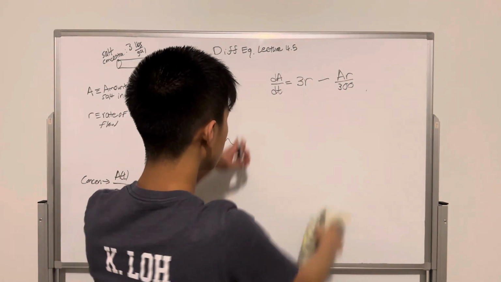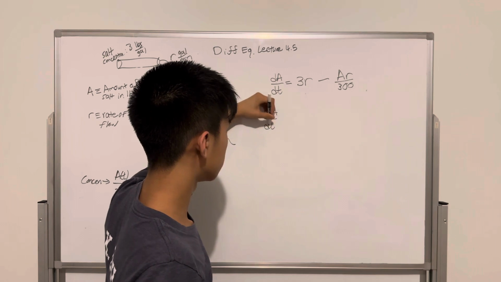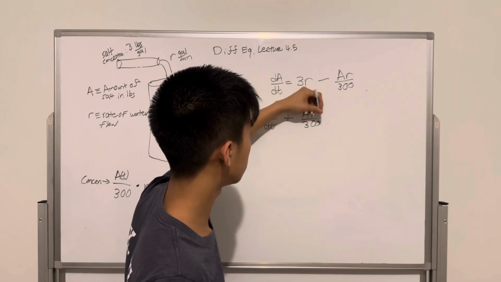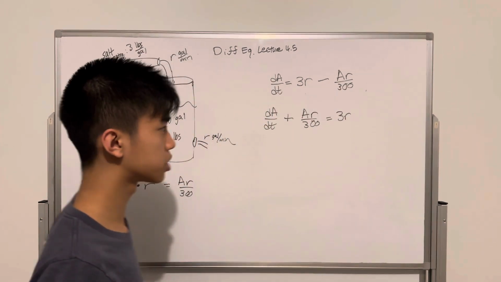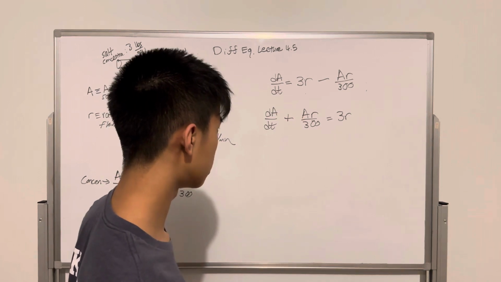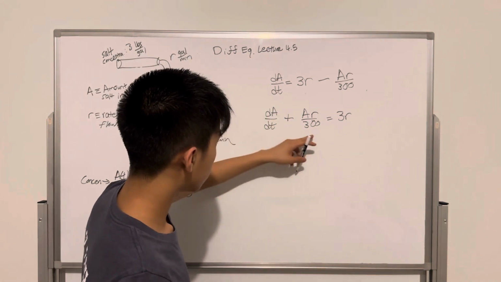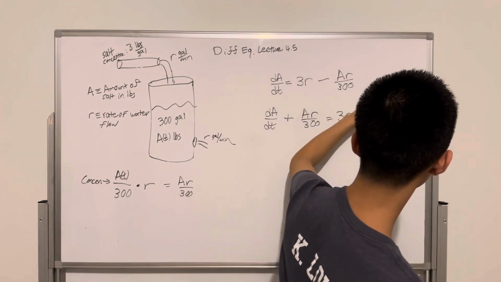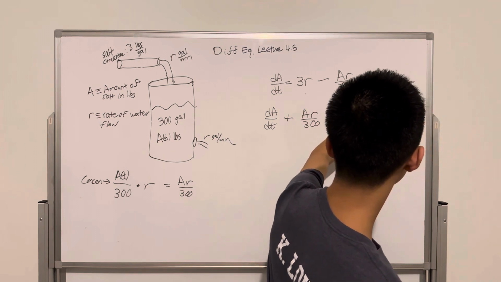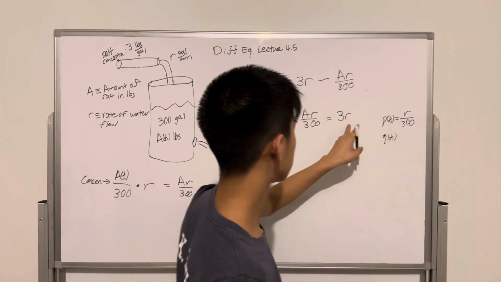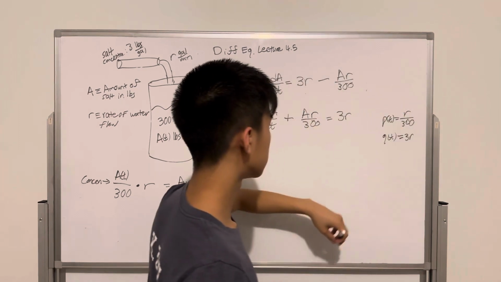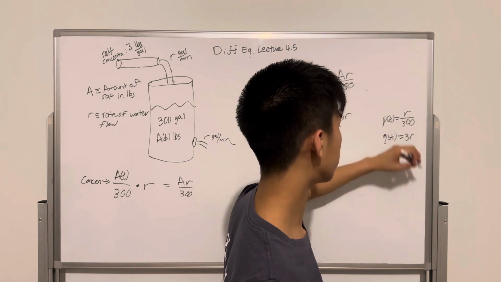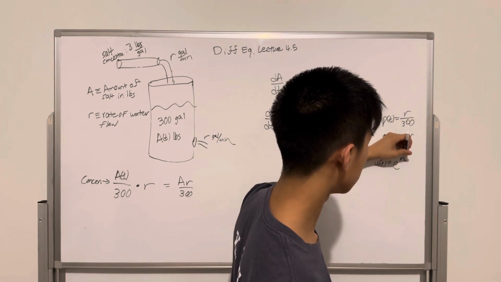We can bring this to the left side, so we now have dA/dt plus Ar over 300 equals 3r. Now this becomes something that we can solve using an integrating factor. We have r over 300, which is a constant, as our p of t. So p of t equals r over 300. Q of t is 3r, whatever is on the right side. Then u of t is the integral of r over 300, but since it's a constant, we just add t.